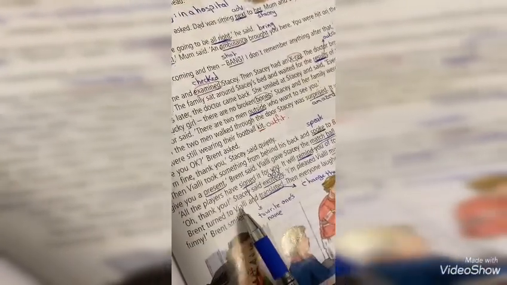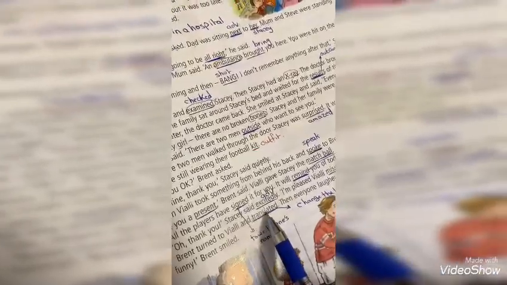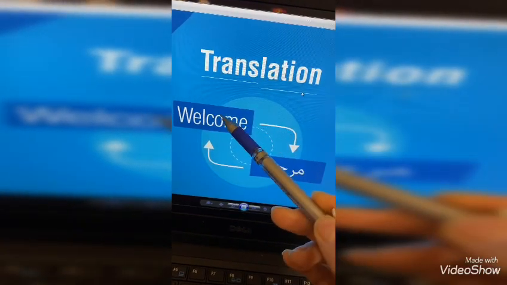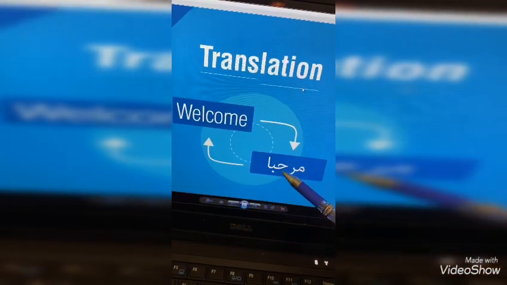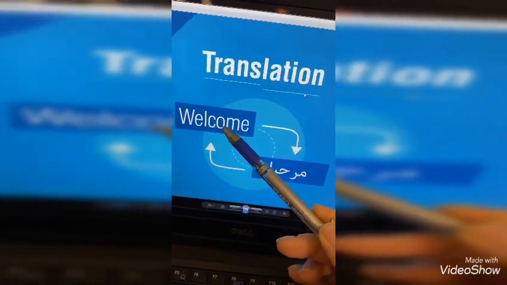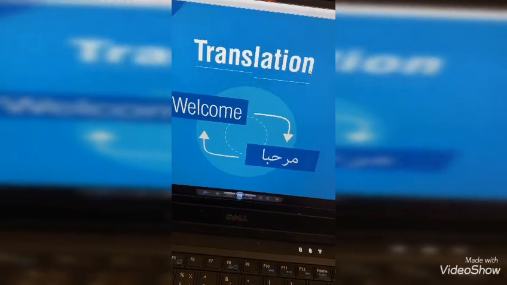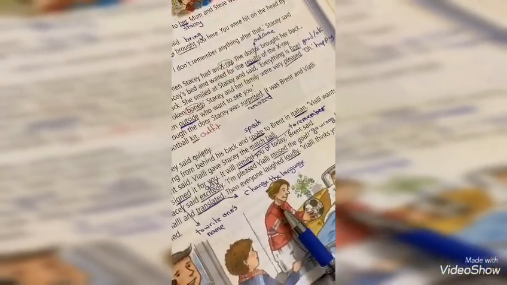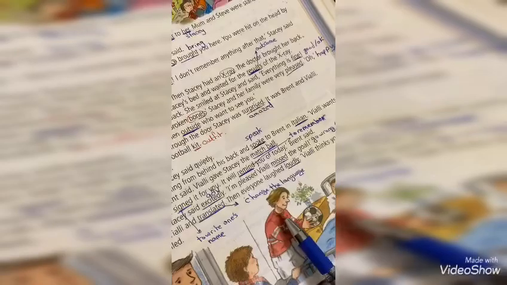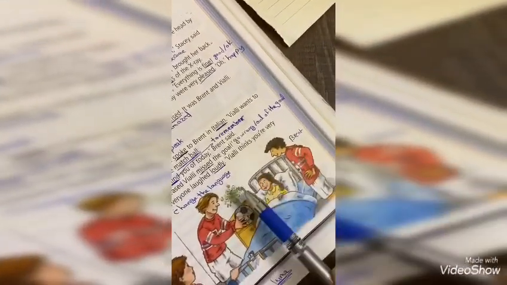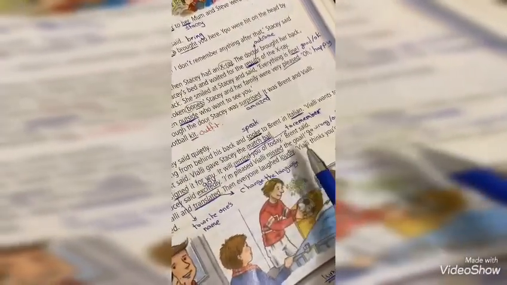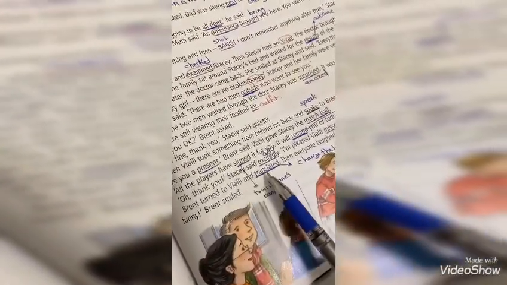Brent turned to Viali and translated. Look, this is the translation from English to Arabic. What is the meaning of welcome? Marhaba. So we translate welcome from English to Arabic. This is the meaning of translate. We said that Viali can't speak English because he is Italian. Brent translated what Stacy said to Viali. Brent turned to Viali and translated.